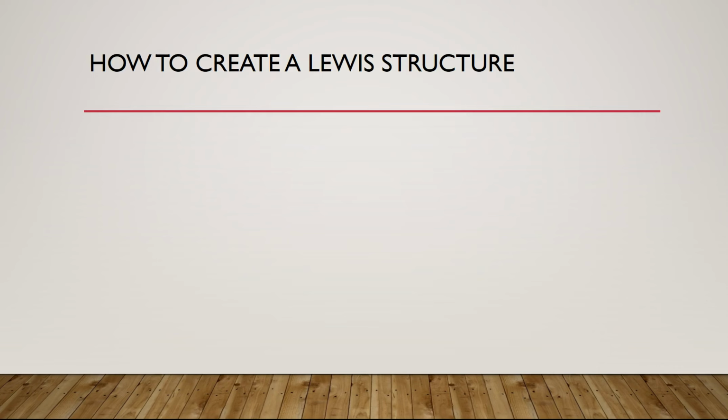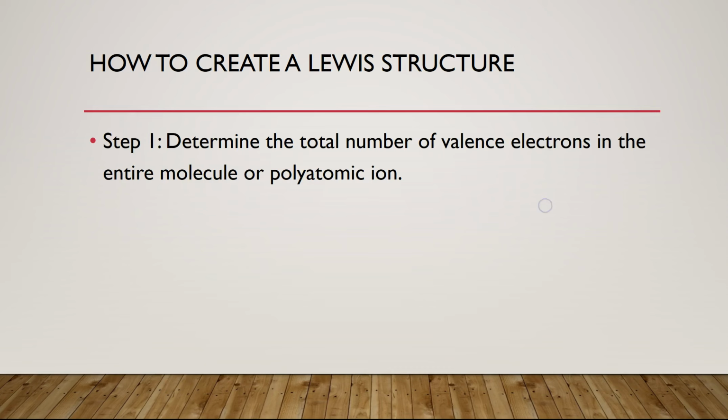So we're going to go through how we know where to put lines and where to put dots in our Lewis structures. We're going to go through a few of those steps now, and we will add complexity to this over time. We'll start with step one, which is to determine the total number of valence electrons in the entire molecule or polyatomic ion. For example, methane and carbonate.